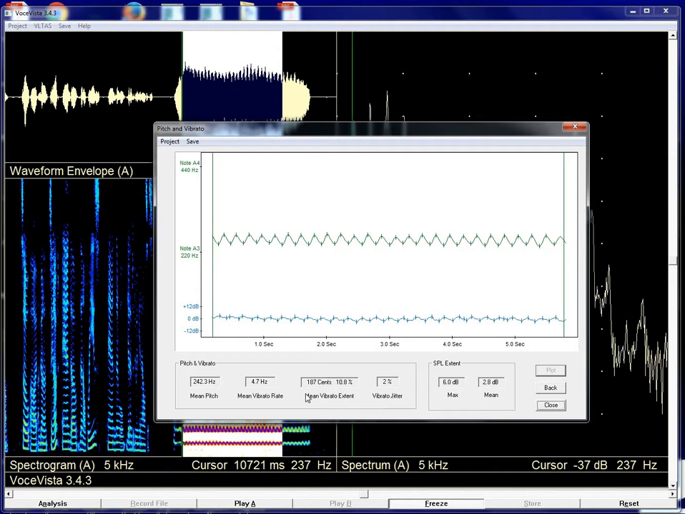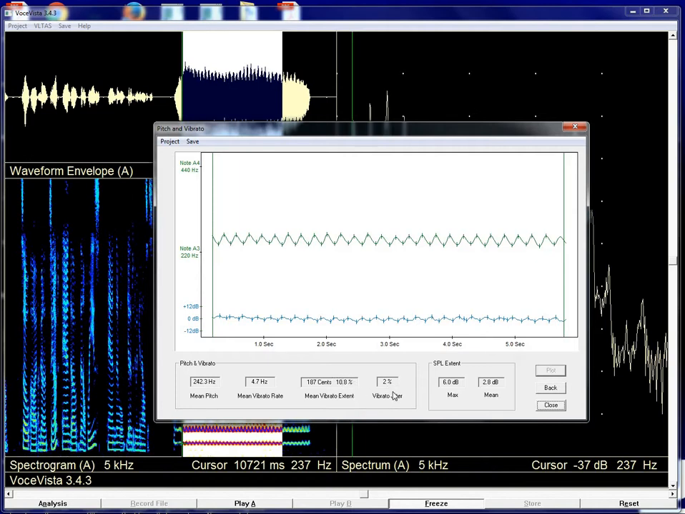So 187 cents. Remember, that's 100 cents in a semitone, and so we've got a swing of 90 plus cents, or almost a semitone above and below that mean pitch. Now this is displayed not only in cents but also as a percentage.